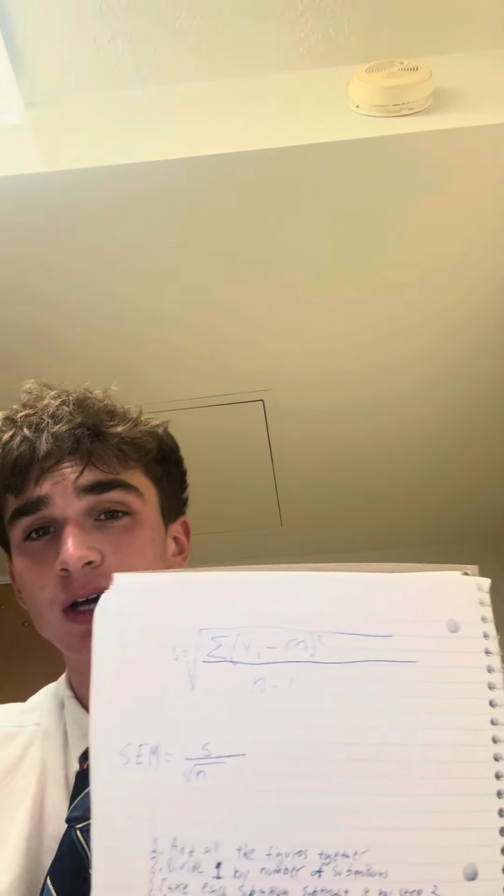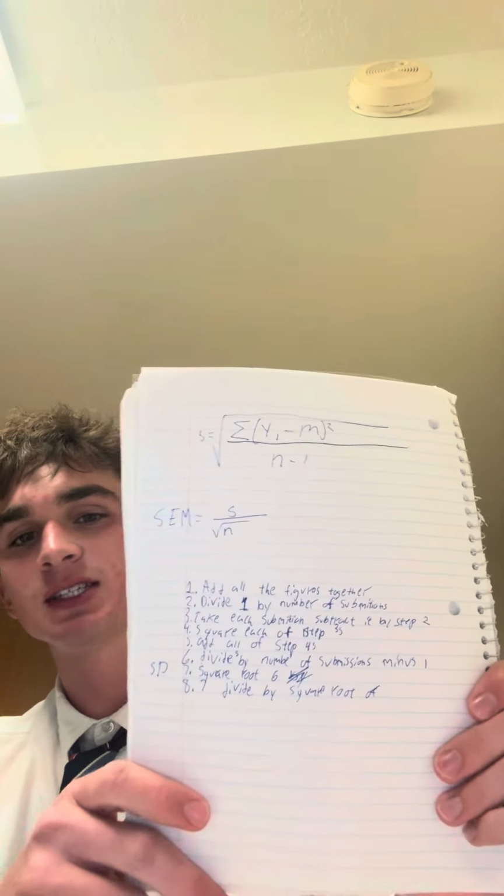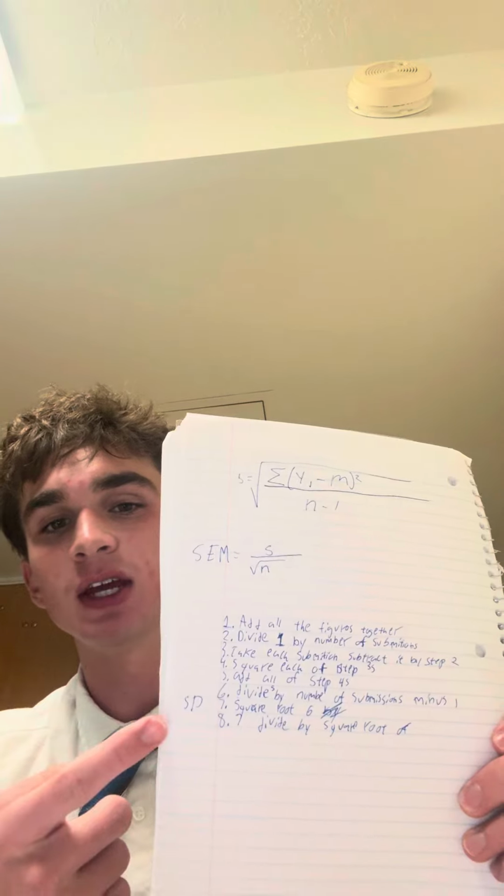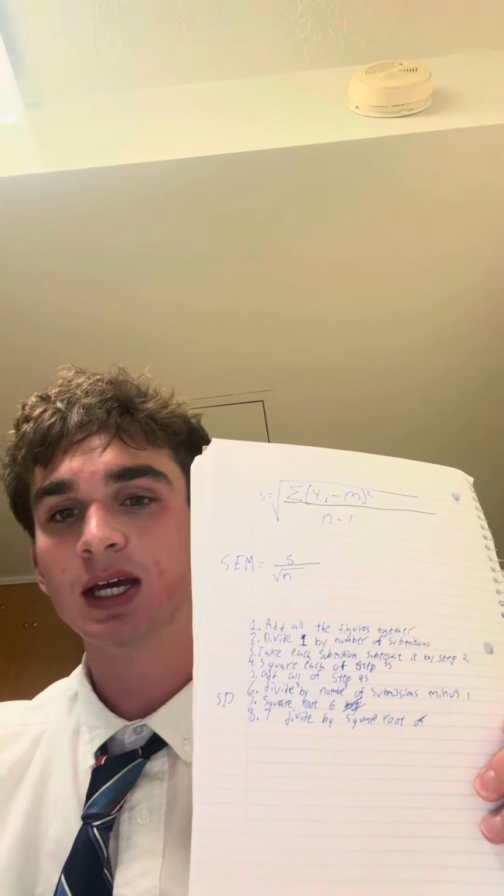Hi, so I am evaluating the data and focusing on standard deviation and standard error of the mean. So I look at these equations right here, and they seem quite daunting until you realize there's just 8 steps. 7 of them to get standard deviation, and then the 8th step to get standard error of the mean.